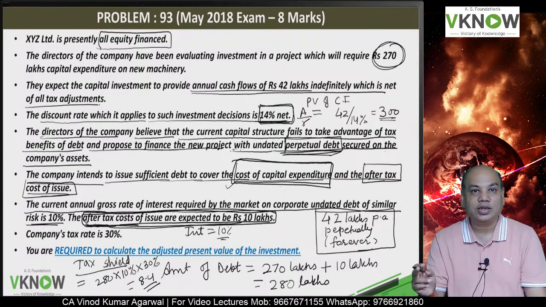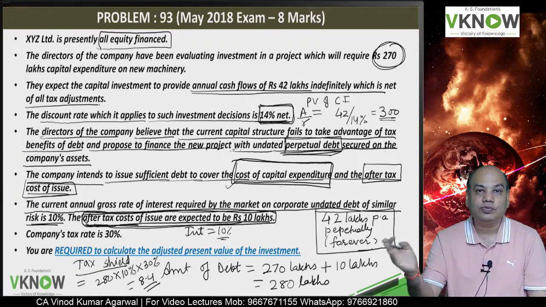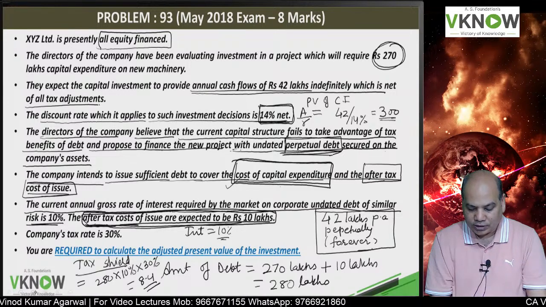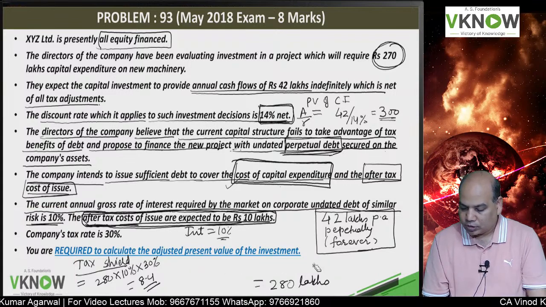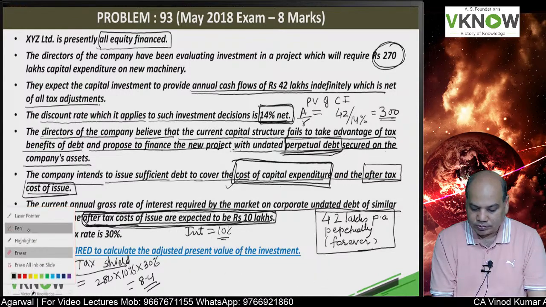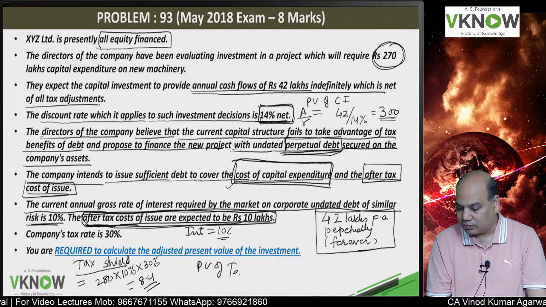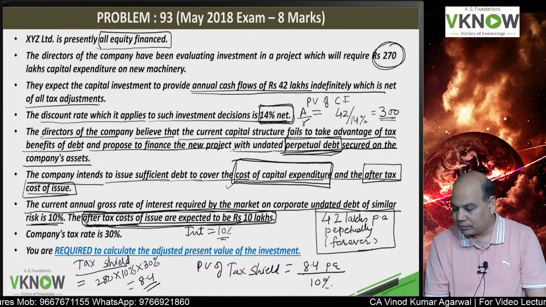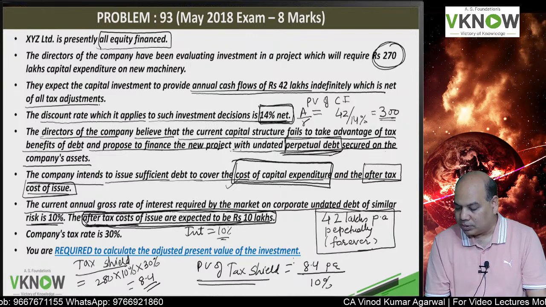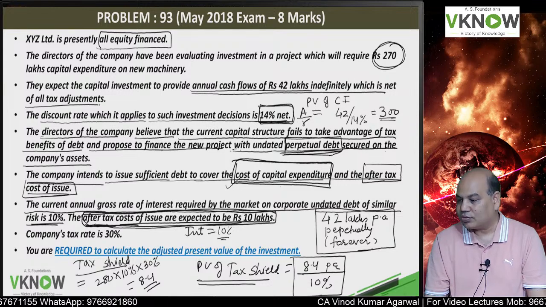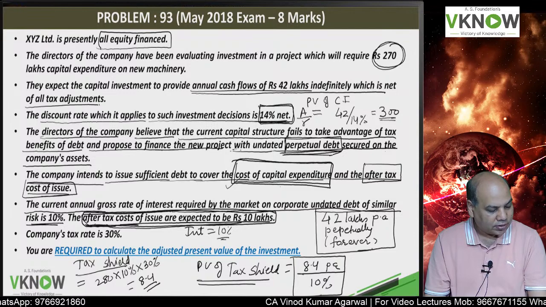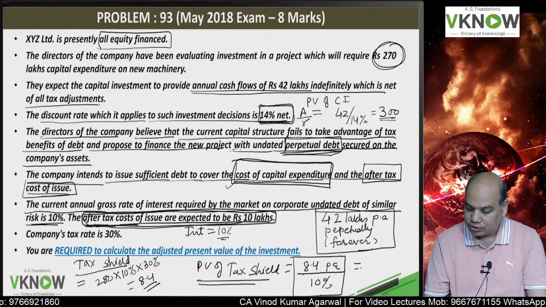8.4 lakh is your annual tax shield, and the tax shield will continue forever. So the present value of tax shield will be, if you are going to receive 8.40 per annum forever, calculated using cost of debt as a discount rate, and therefore this will be 84 lakhs.